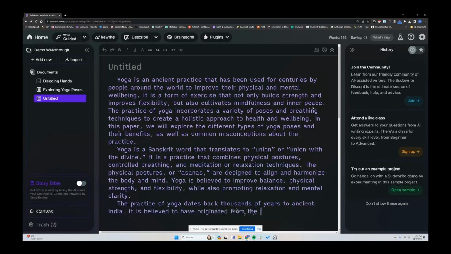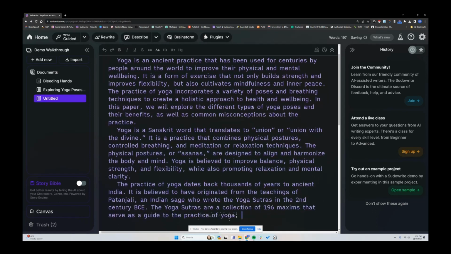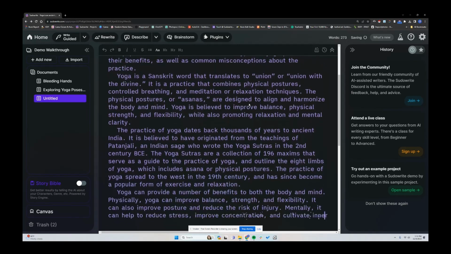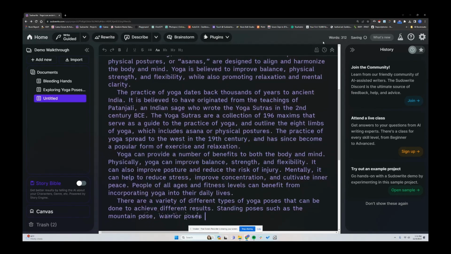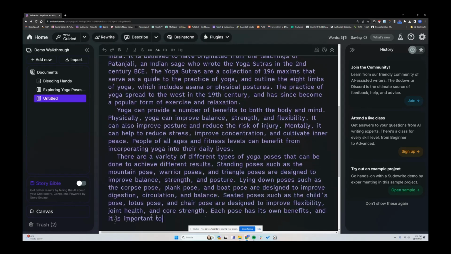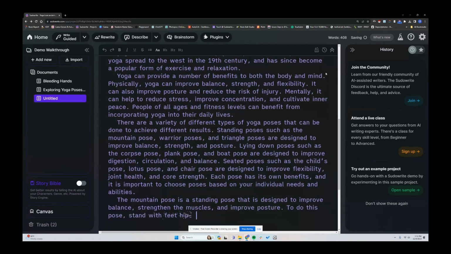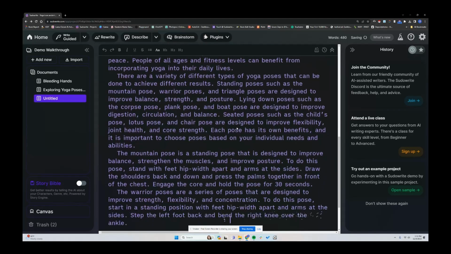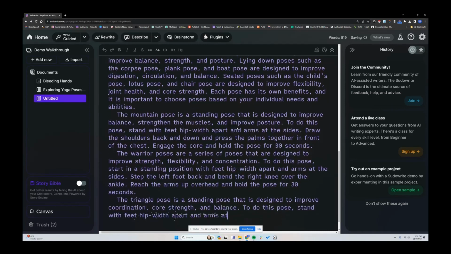Let's see. So doing very well so far. Now this isn't going to output a lot. It's normally about 800. I think the most I've gotten is well over 1,400 words from it. I'm just going to let it keep going.